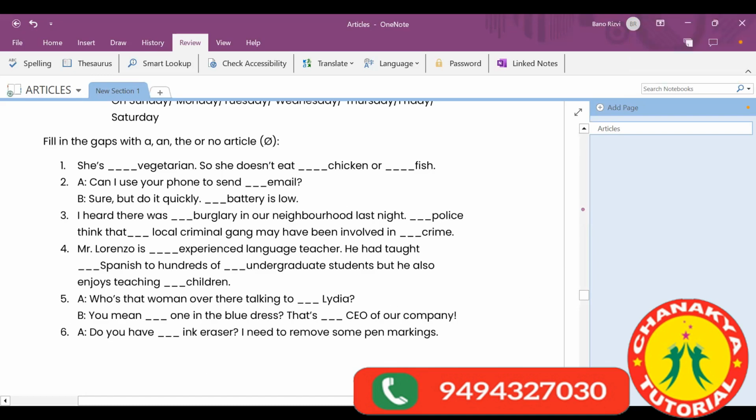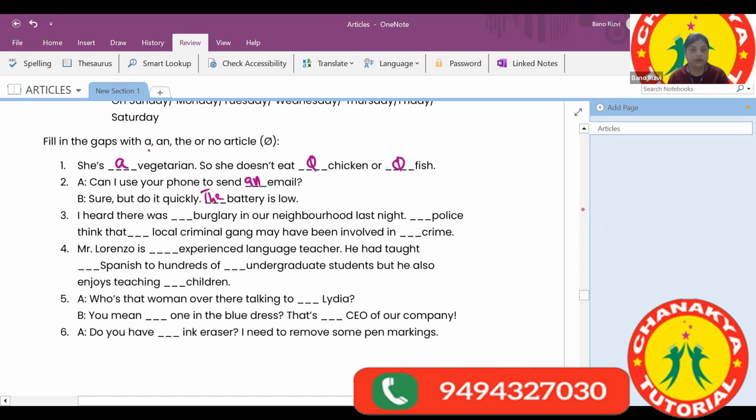She is a vegetarian, so she doesn't eat chicken or fish. So this has no articles, chicken or fish. Okay. Next: Ma'am, can I use your phone to send an email? Sure, but do it quickly. The battery is low. Okay, the battery, you have to use "the". And next.